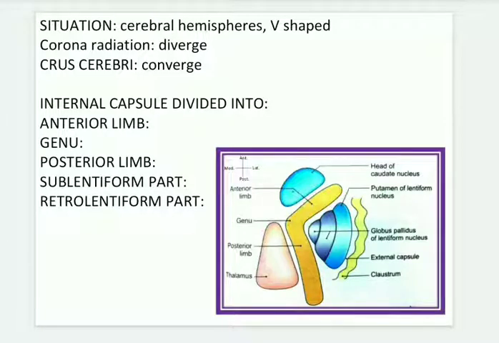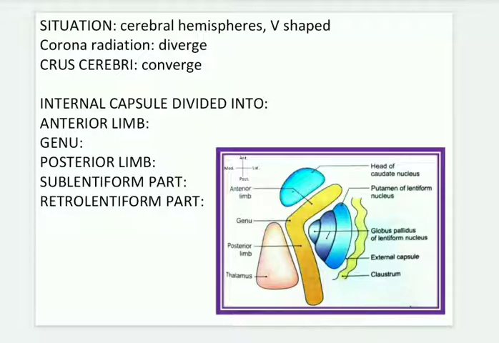Next, if we look upwards, the fibers of the internal capsule diverge, so they are called the corona radiata, and the fibers converge and are continuous with the crus cerebri. Next, what are the parts into which the internal capsule is divided? There are the anterior limb, genu, posterior limb, sublentiform part and retrolentiform part.